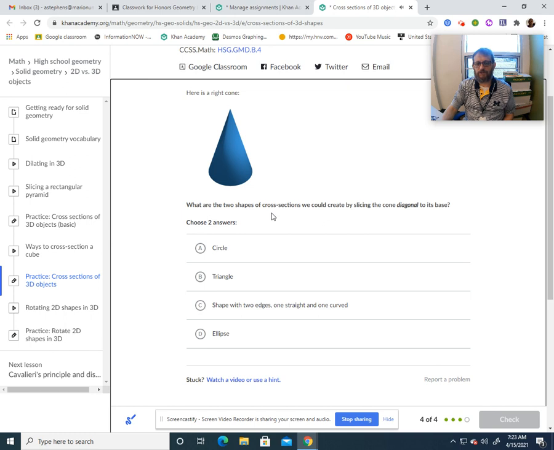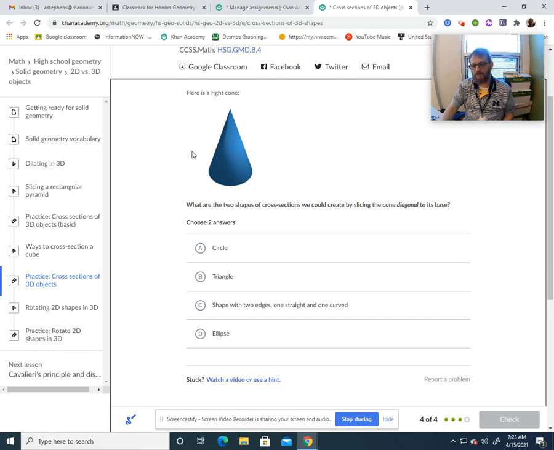And then what are the two shapes? Again, they just asked us this with a diagonal. What are the two shapes, cross sections we can create by slicing the cone diagonal to its base? Okay, so what that means is you're coming across like this. And this is where they are going to talk about two answers. Well, we're going to do that same thing again.